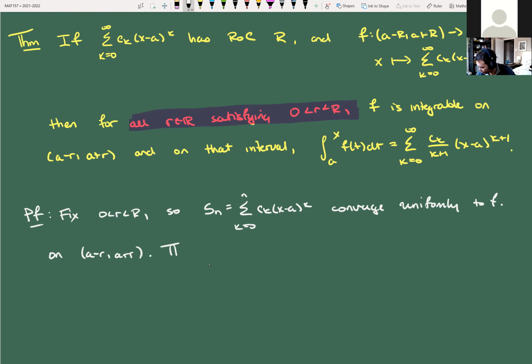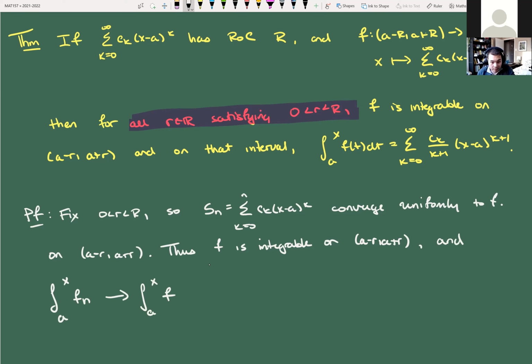Thus f is integrable on [a - r, a + r], right? A uniformly convergent limit of integrable functions is integrable. This was an exercise that I left you all to prove that I hinted would be very, very important. So thus f is integrable on a minus r to a plus r. And again, we have that the integrals of the f_n's converge to the integral of f. Right? But this is exactly what we want.